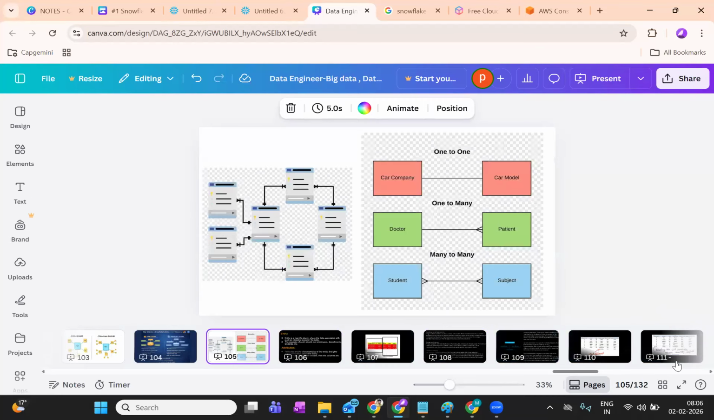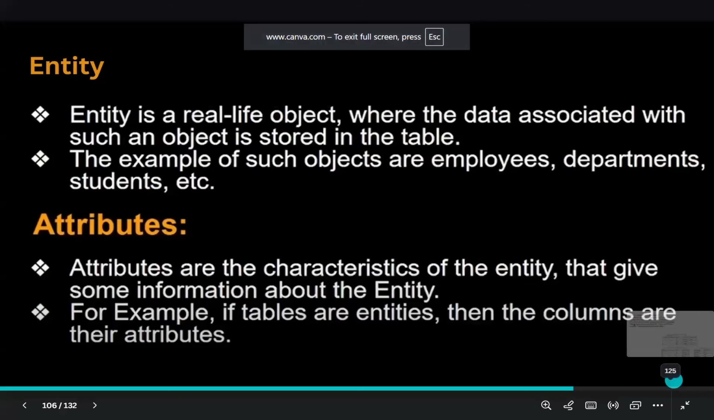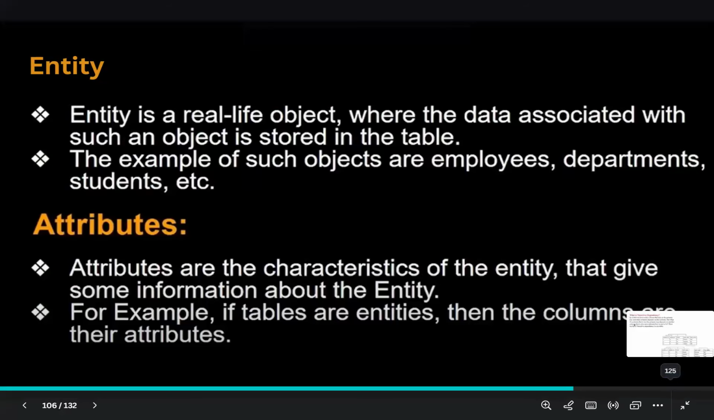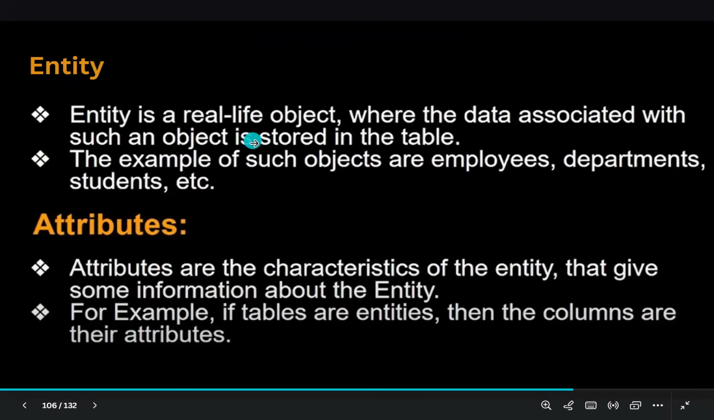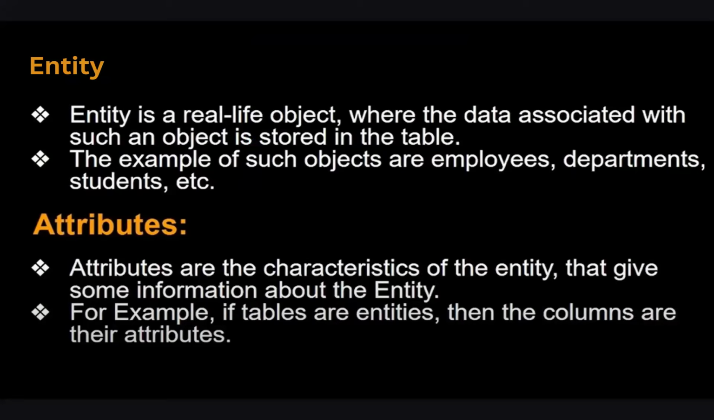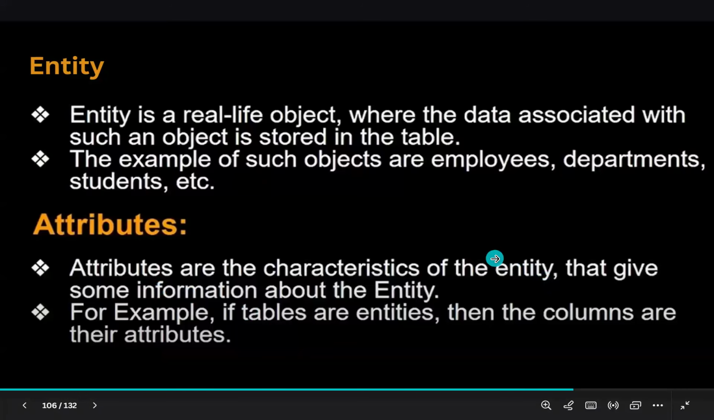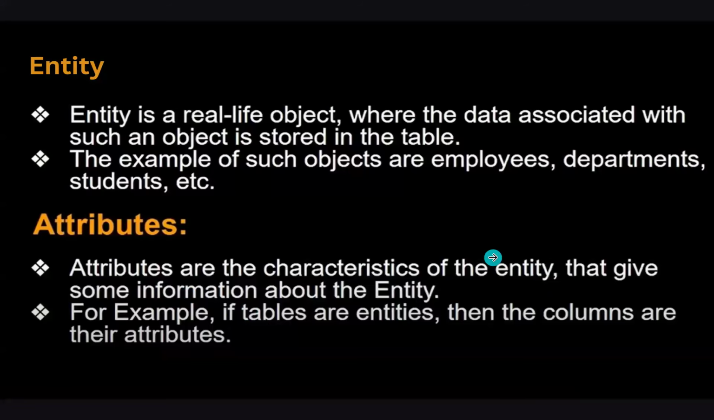Okay, so we'll start. There is a concept called entity attributes. In a real-time scenario, customers will say, create a customer entity with the attributes ID, name, phone number, email. What is an entity? An entity is a real-life object. It may be a table, it may be a view or anything. That we call an entity. What is an attribute? An attribute is a characteristic of an entity. If customer is an entity, then the column names are attributes.